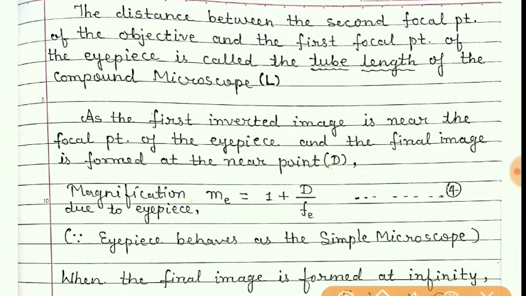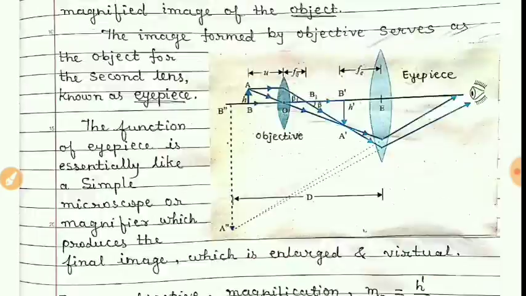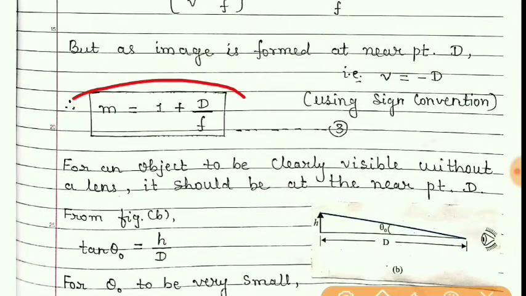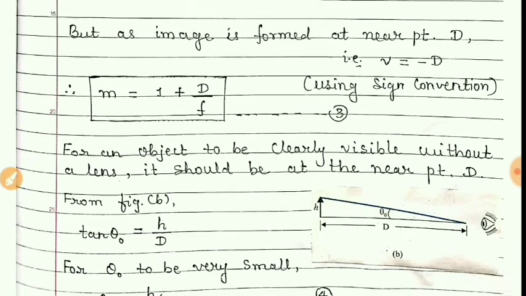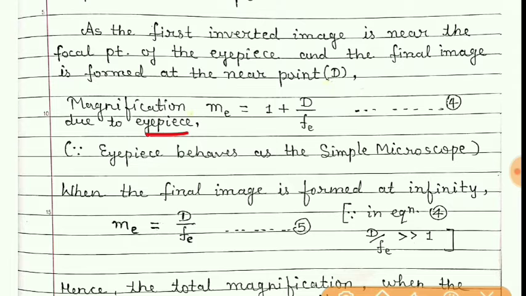So now the final image is formed at near point D, and we know that magnification due to the eyepiece is ME equal to 1 plus D by FE. We have studied already and obtained this formula, that M is equal to 1 plus D by FE for the eyepiece, because even the eyepiece behaves as a simple microscope. So we have already obtained this equation, so that we have used here. So give this equation number 4.